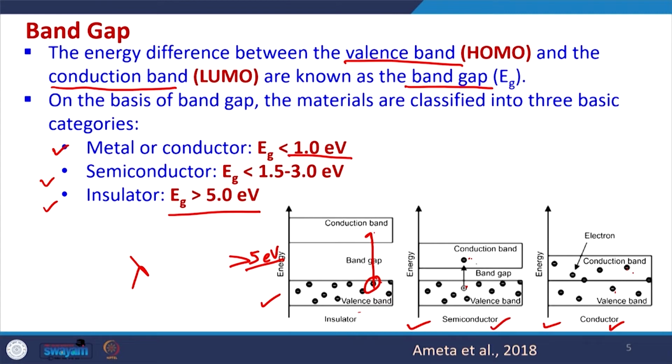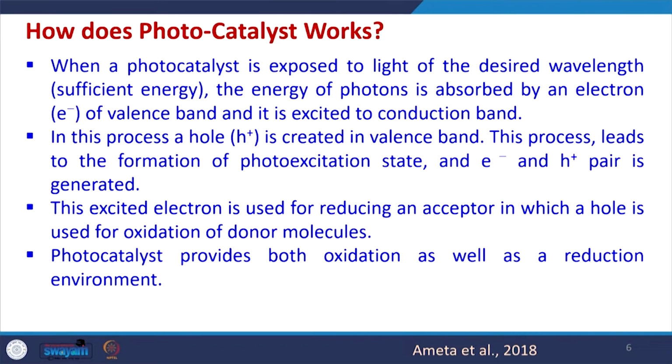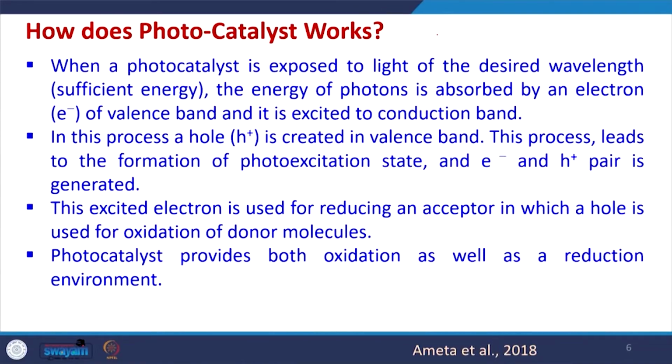Semiconductors are materials which have a band gap of 1.5 up to 4 or maybe 5 electron volt. Up to this we can use semiconductors. Now, going further, how does a photocatalyst work? When a photocatalyst is exposed to light of the desired wavelength, whatever the band gap is, it should be able to excite the electron from the valency band to the conduction band. That much sufficient energy should be there.